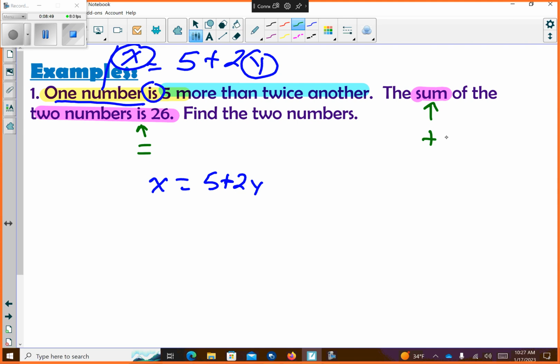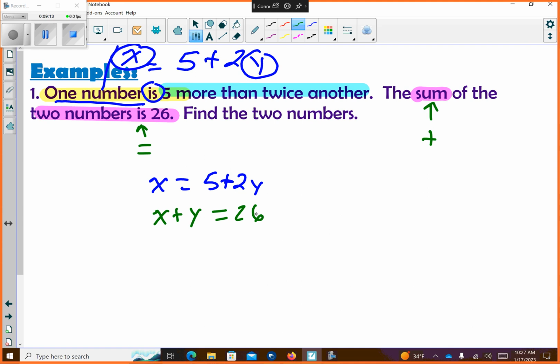X plus x equals 26. Real close. Stick with your x, but I have x and I have y, right? So the sum of the two numbers is 26.